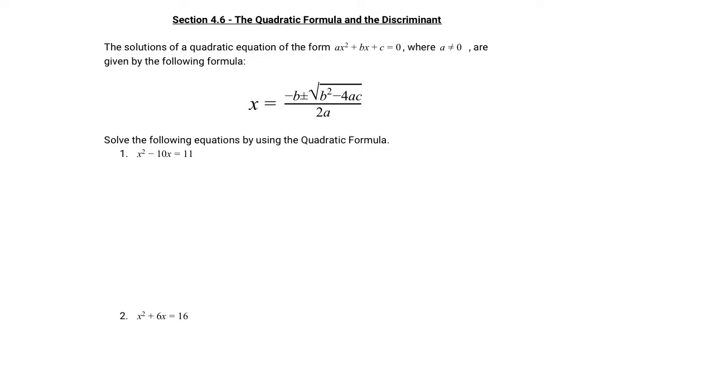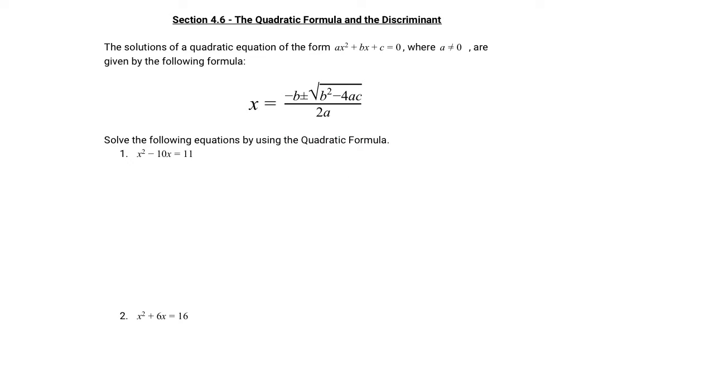rely on the quadratic formula, which is, as is shown here, x equals negative b plus or minus the square root of b squared minus 4ac, all divided by 2a.